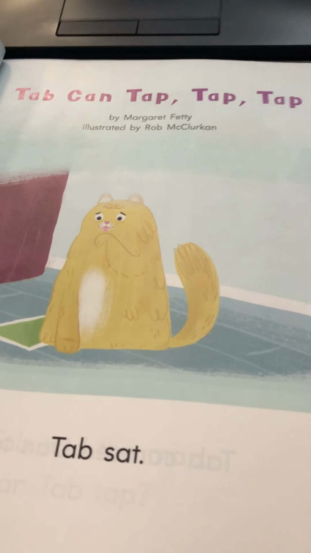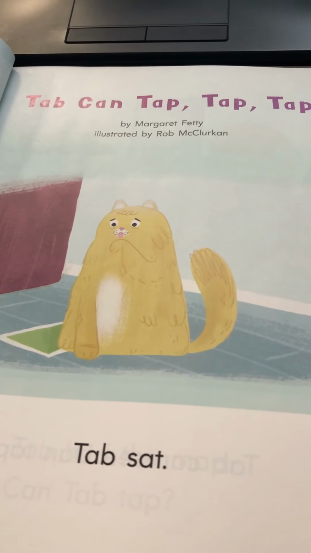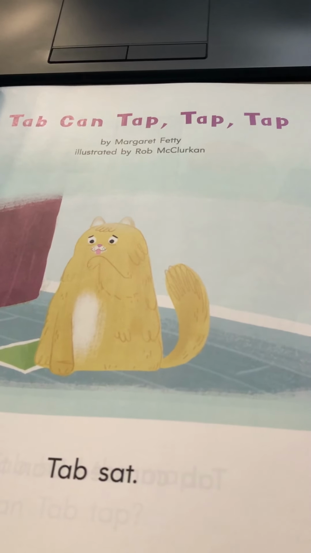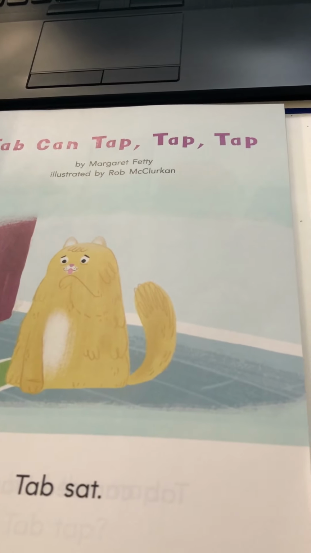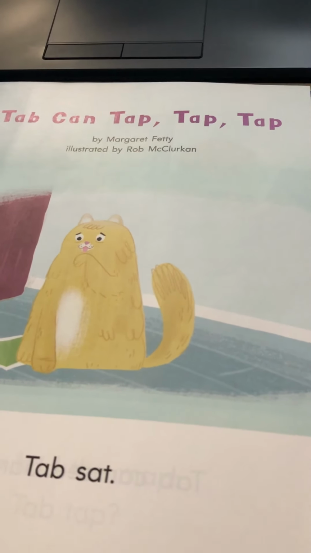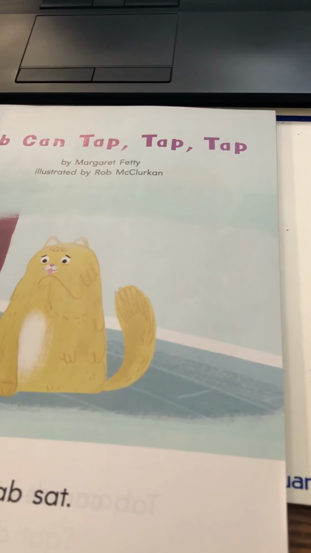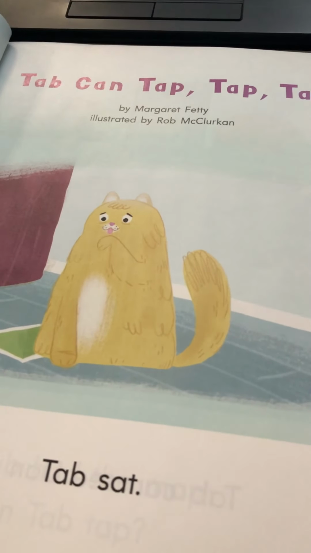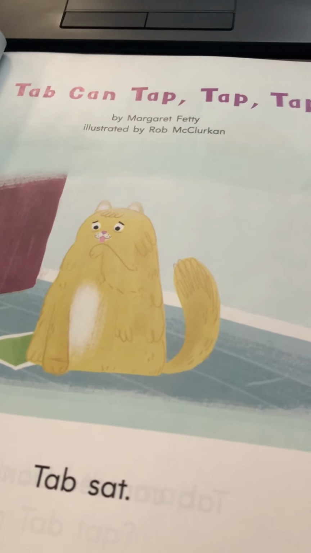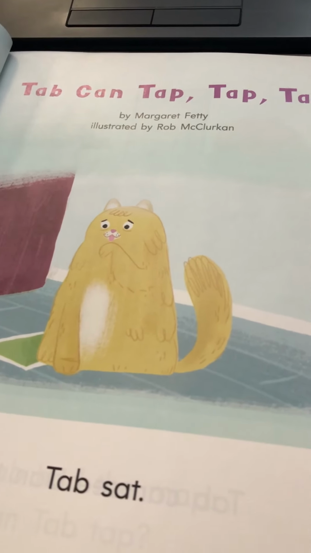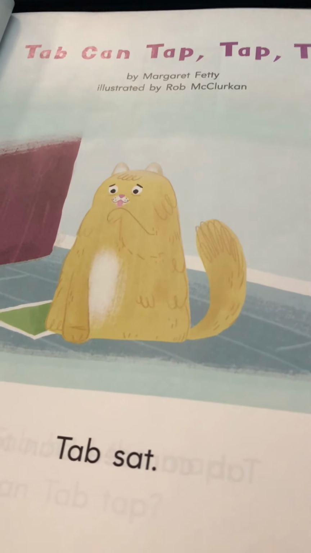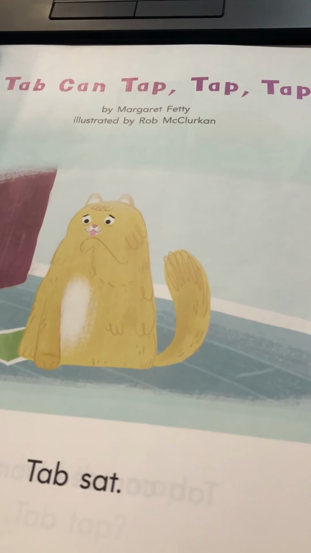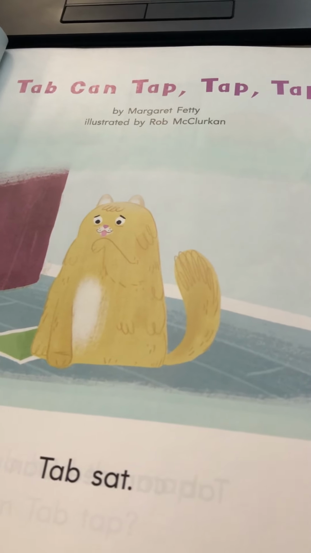Okay, we are going to look at a story today called Tab Can Tap, Tap, Tap. Did you know that if you practice reading, good readers can read at a smooth rate, which means that when you're reading, it just sounds like you're talking instead of reading like a robot. Have you ever heard someone do that? And it makes you not really want to listen to them, doesn't it?